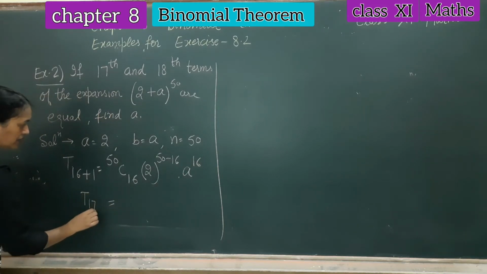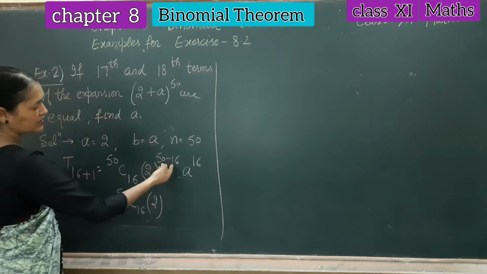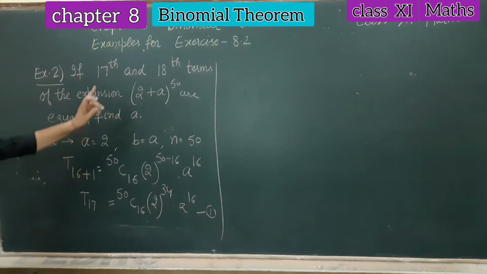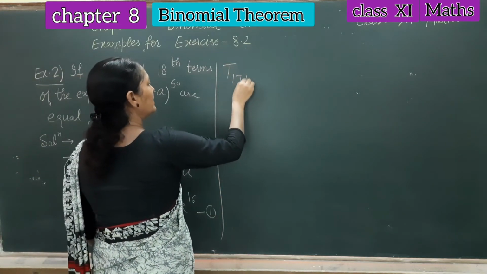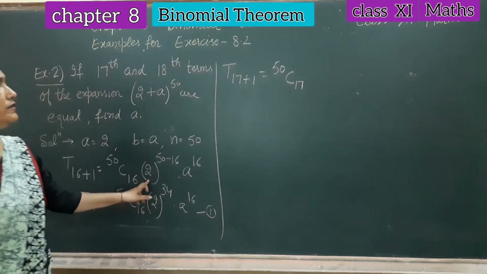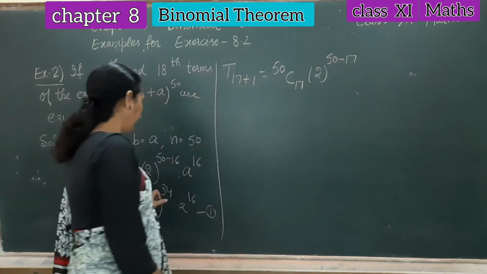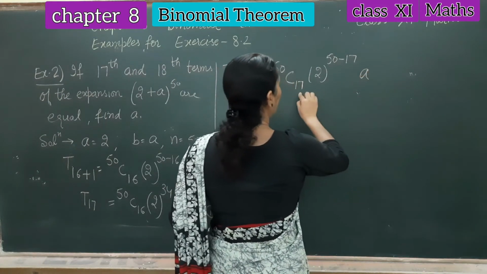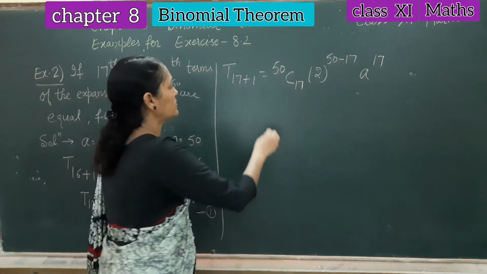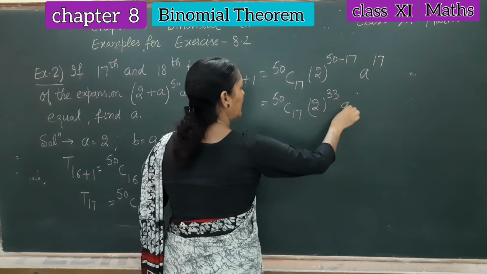So we have obtained the 17th term as 50C16 · 2^(50−16)... i.e., 2^34 · a^16. This is the first thing. Then we said 18th term. 18th term means 17 plus 1. N is 50, nCr with r as 17 here, then 2^(n−r), then b is a^r. Here we used r as 16 and here we are using r as 17. So this will be 50C17 · 2^33 · a^17.